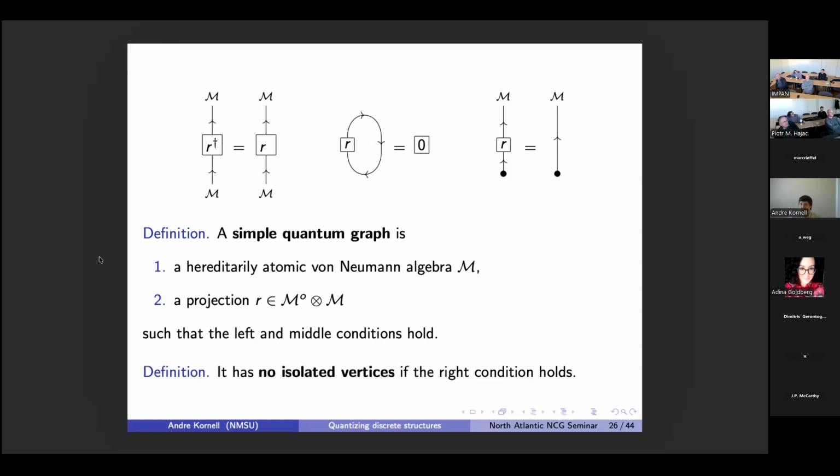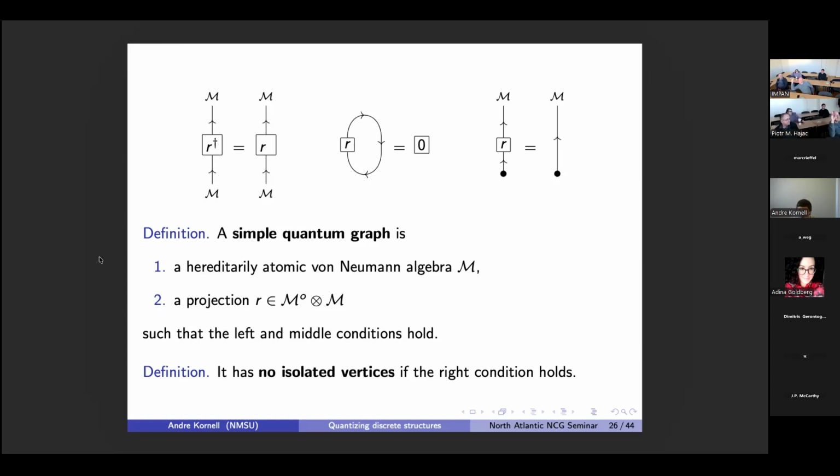And similarly, if we throw in the right condition, we're expressing that the simple quantum graph has no isolated vertices. So this gives us an illustration of the general pattern for quantization.